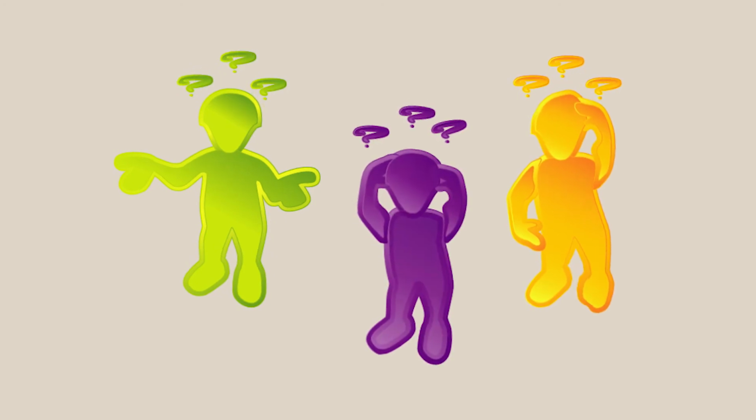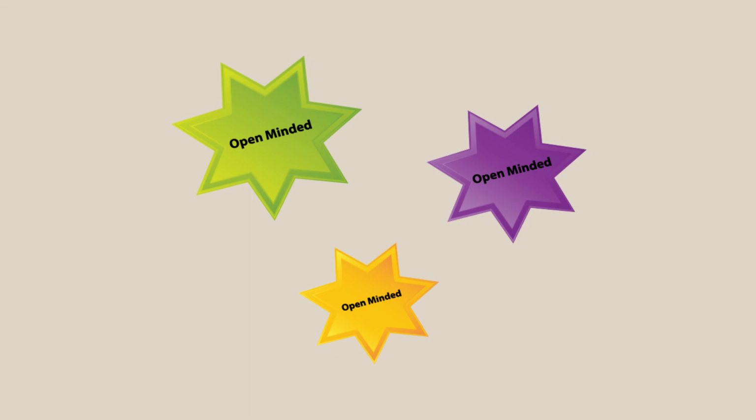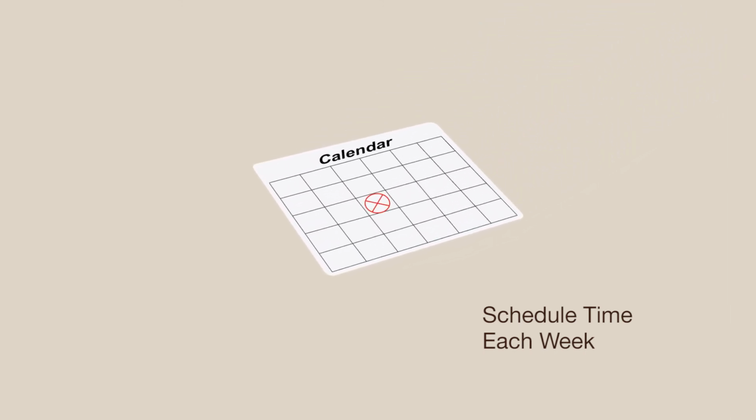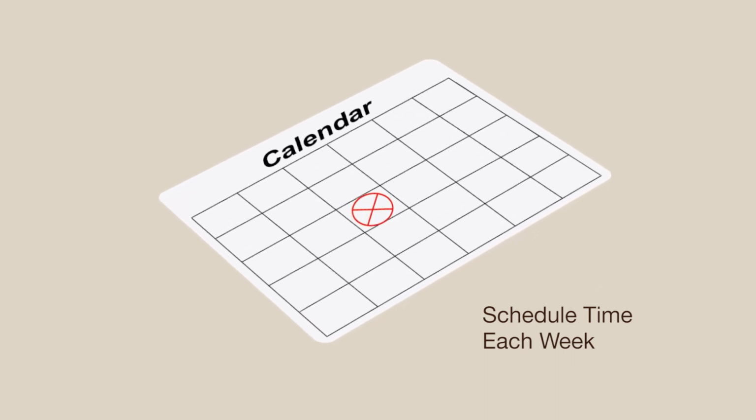If you do not agree or understand something that is being discussed, be willing to ask for clarification. You may not be the only one who has a question. Be open-minded to try new approaches when you are working with special ed students. Schedule time each week when you can meet with the special ed teacher to plan any accommodations that will help inclusion students in your classroom.